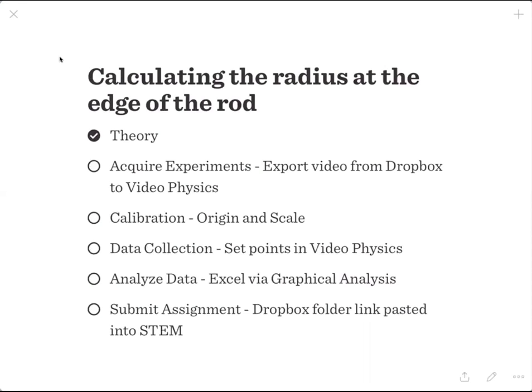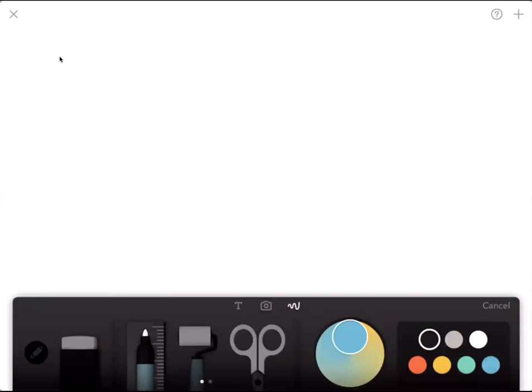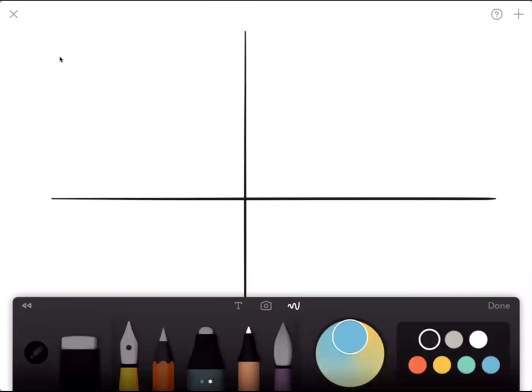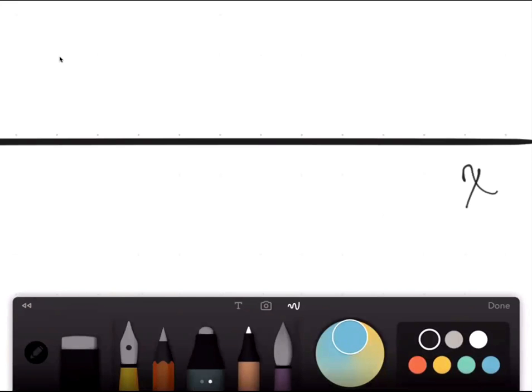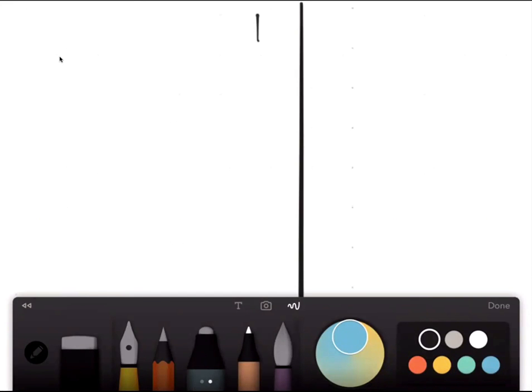So starting off with the theory, this is what we need to present first. I'm just going to go ahead and start writing this down for you. So we need, pretty sure, an X and Y axis. So this will be our X. And this one will be our Y.